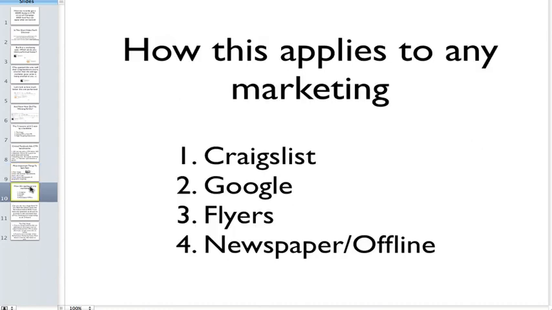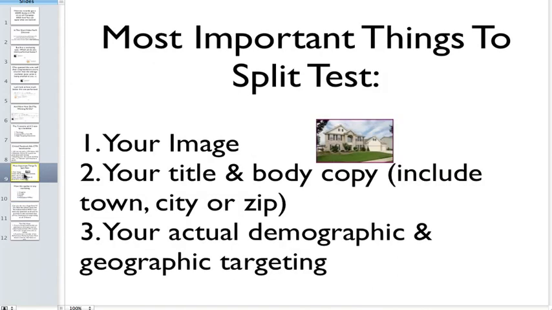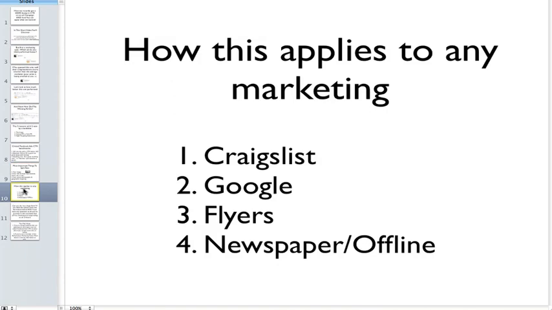Now, how this applies to any marketing. Well, if you're doing Craigslist, if you're doing Google, if you've got flyers for your properties, if you're doing newspaper or any offline, these things are critically important because different images, different title and body copy, different targeting, in the case of offline, which paper you're running ads in, all of these things can yield exponentially different results. So while this specific example was Facebook, this applies to everything.